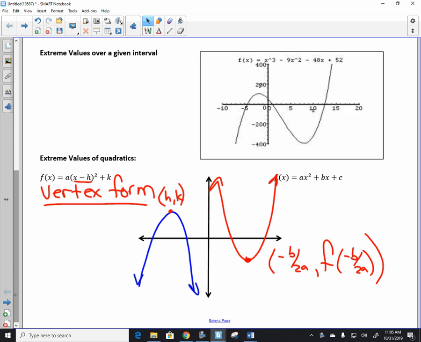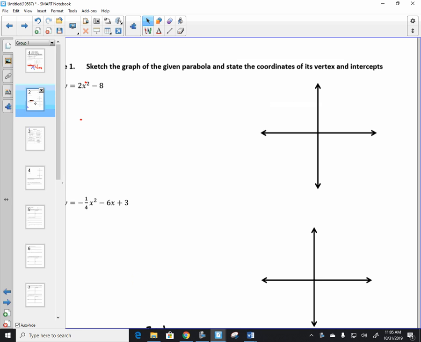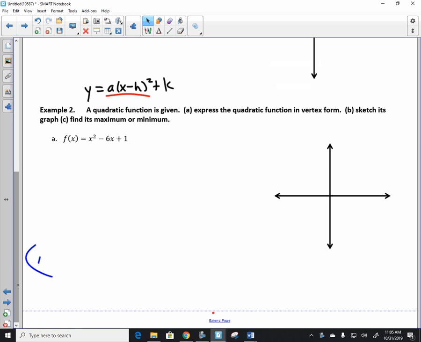Today we try to find vertex form: a times (x minus h) squared plus k. The vertex happens to be (h, k). So you have a horizontal shift, you have a vertical shift, you find the location, it's easy to graph. So let's try one of those.